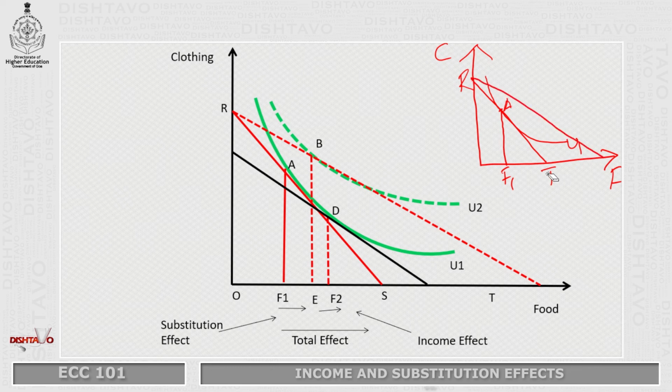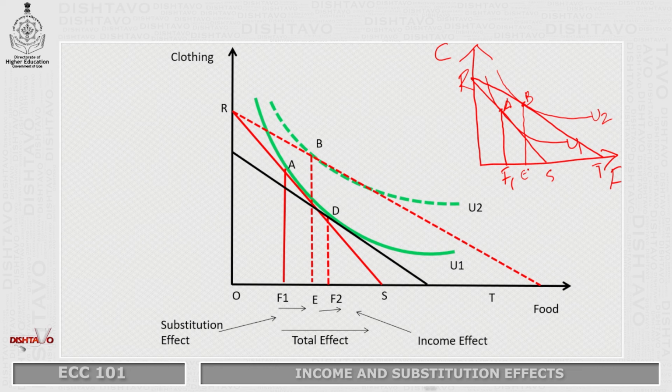This is RS and this is RT. Okay, now on this new budget line you have to draw the indifference curve also, which is U2, and you have your utility maximizing position, that is at point B, that you mark as E.